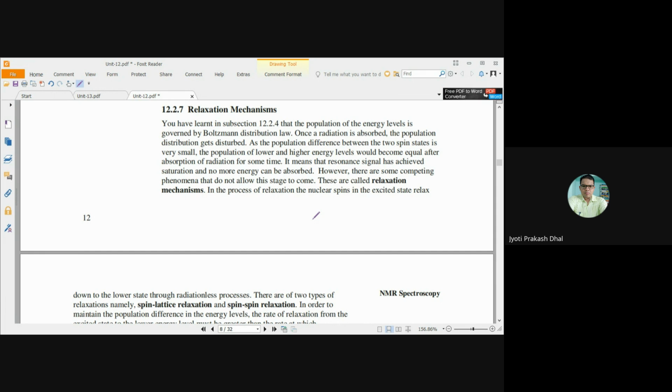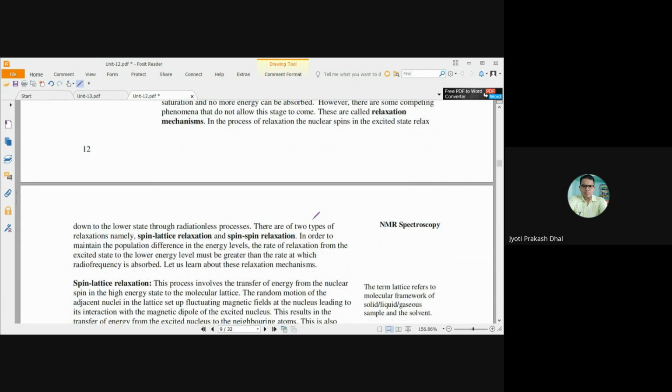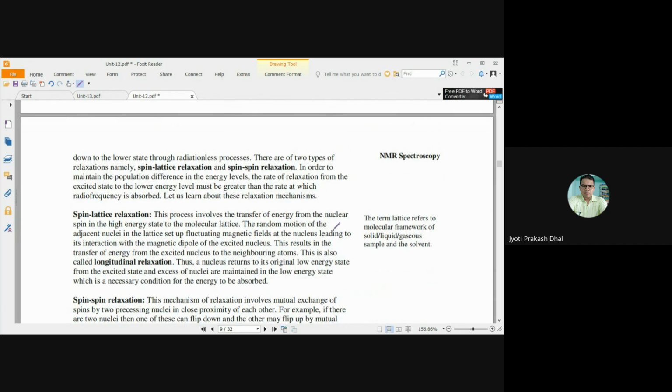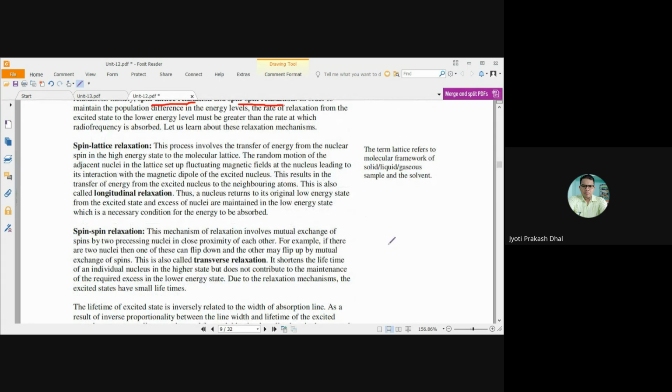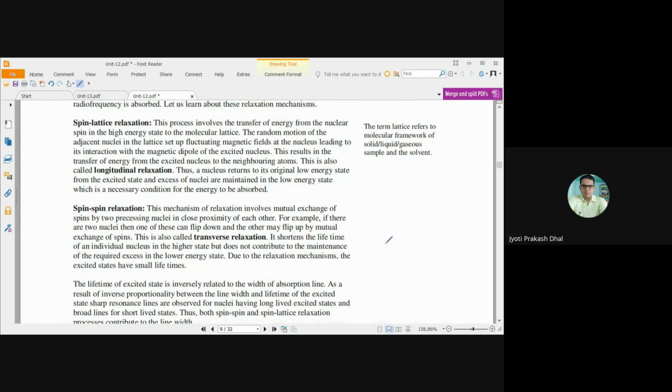However, there are some competitive phenomena that do not allow the stage to cope. This is called the relaxation mechanism. In this process, nuclear spins in the excited state relax down to the lower state through radiationless processes. There are two types of relaxation mechanisms. The first one is spin lattice relaxation, and the second one is spin relaxation. So now first we will discuss the spin lattice relaxation.